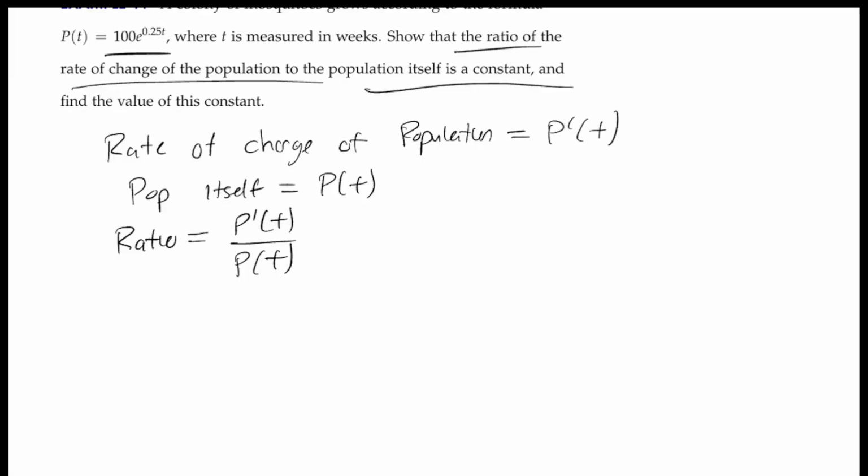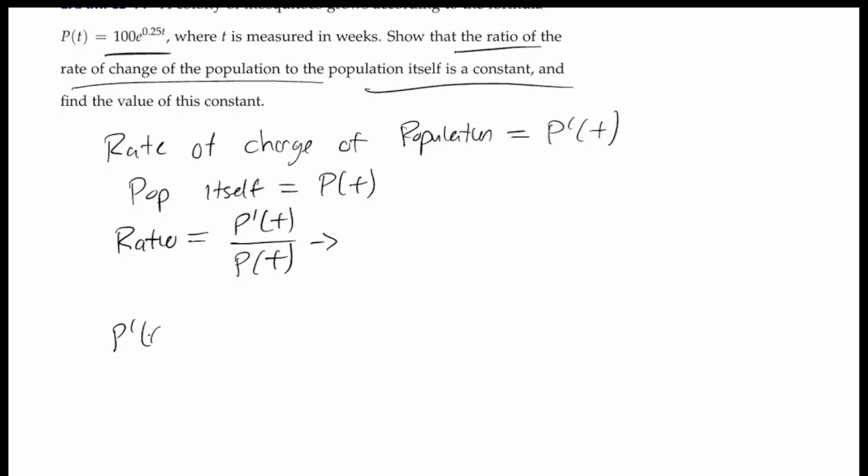So if you're half the height of your brother, you would say the ratio of your height to his height is 1/2. That's kind of what we're saying. 1 to 2 would be another way to think about it, but we usually frame this in terms of fractions. So we need P prime of t. Let's try to figure out what that is.